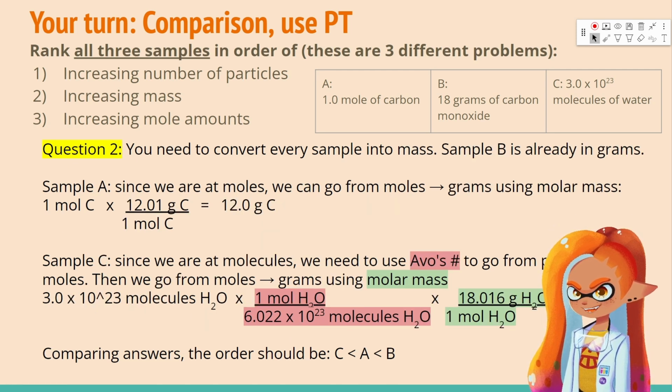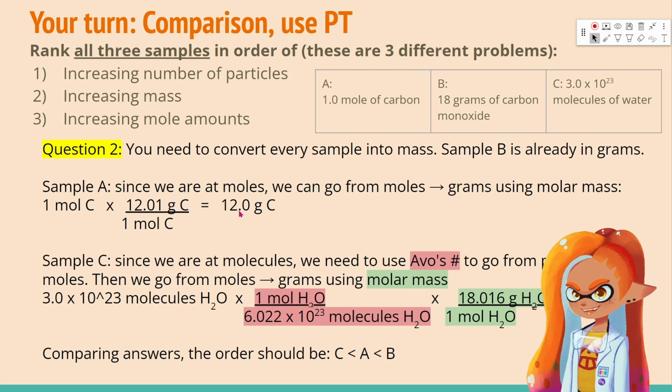Okay, so now we have question 2. So we need to go to mass for everybody. We notice that sample B is in grams already, so I don't need to do any math for that. And so for sample A, I have a mole's worth of carbon specifically. So we're starting off with that. I find the molar mass of carbon on our PT. I make sure moles cancel out, and then I just do the math, which is just multiplying and dividing by 1. So it's just 12.0.